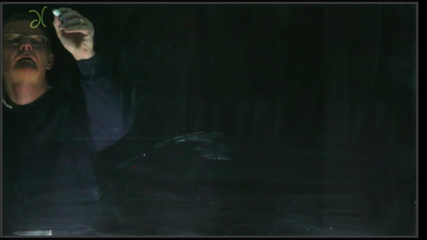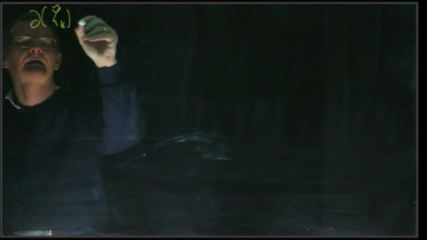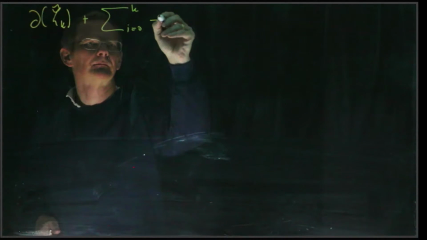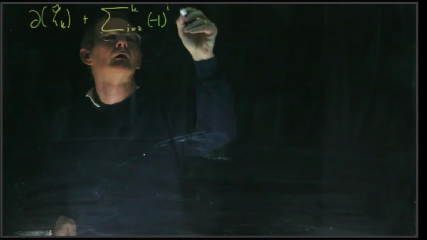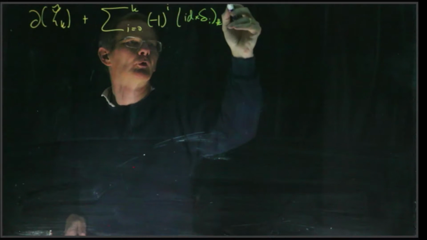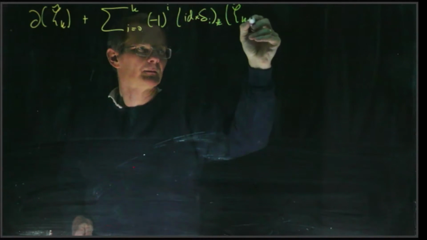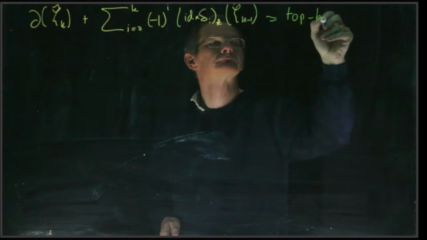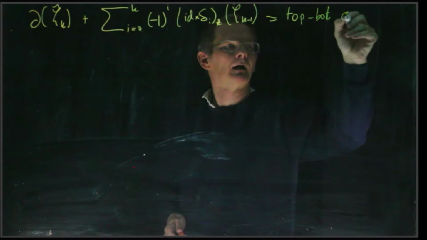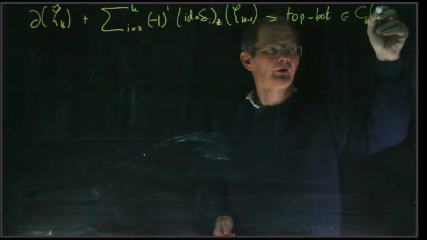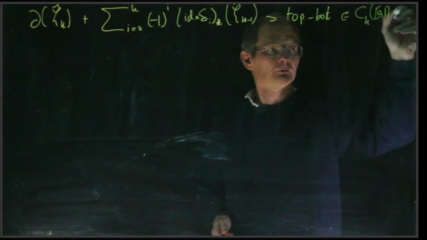Okay, so let's just write that formula again. The claim was the boundary of zeta hat k plus the sum from i equals 0 up to k of minus 1 to the power i of identity cross delta i pushing forward zeta hat k minus 1 is equal to the top minus the bottom. And this is in the chains, k chains of 0, 1 cross delta k.